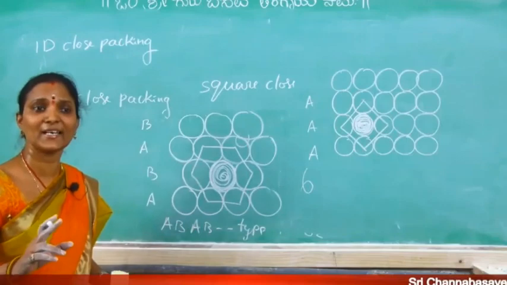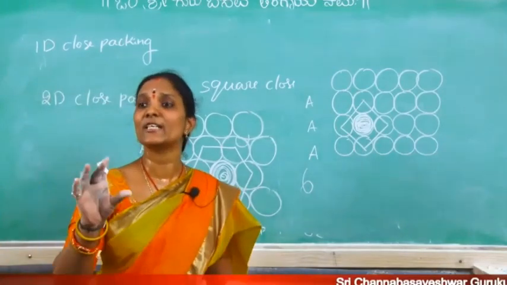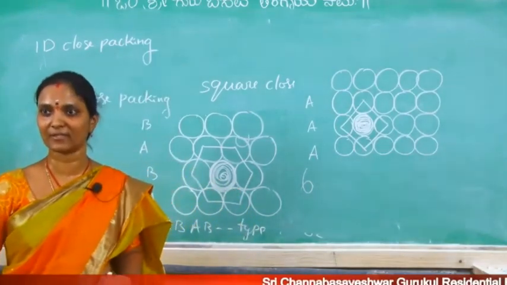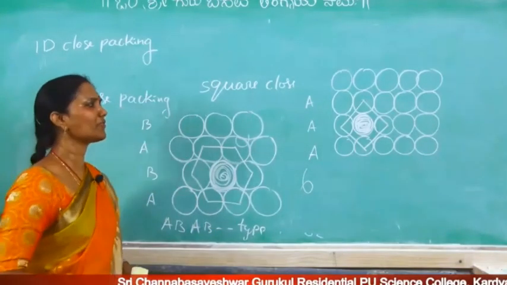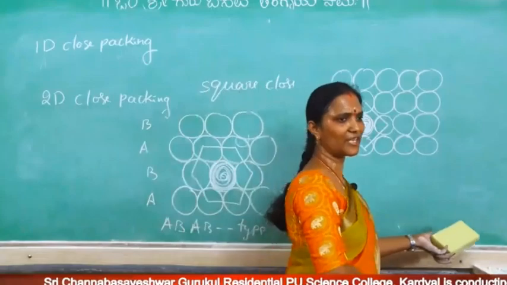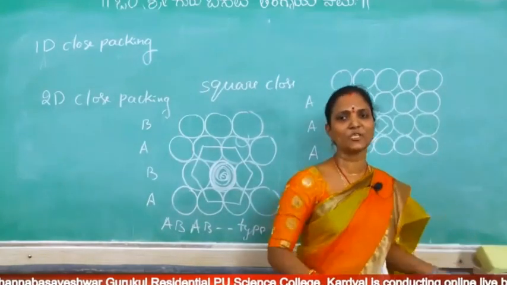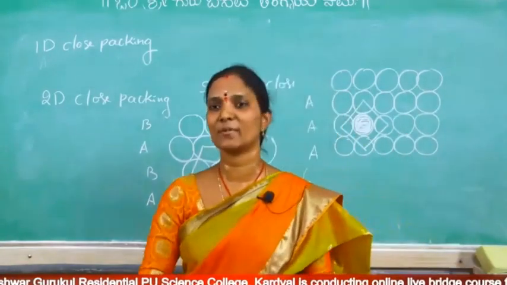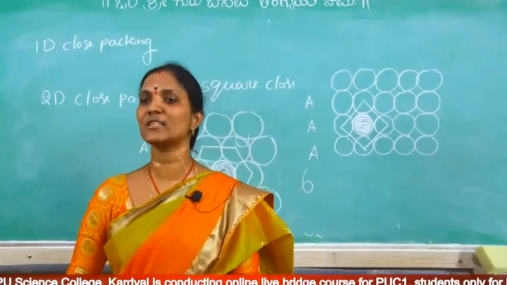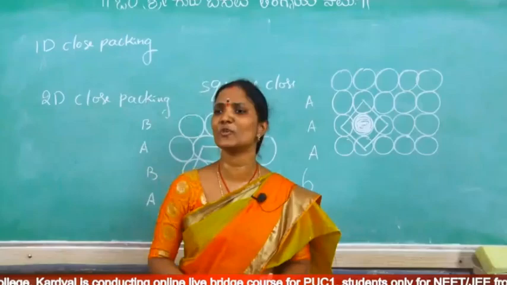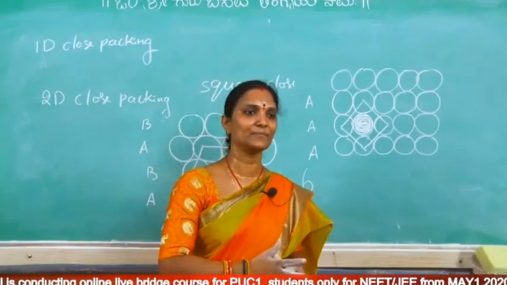What is the position of the second layer? The correct answer is the depressions of the first layer. The second layer position is the depressions of the first layer. Now, how to find the packing fraction and packing efficiency in these 2-dimensional close packings and the next 3-dimensional close packing, tomorrow's class we are going to learn. Tomorrow's class is a very important one. Don't miss it. Okay, and then, take care.